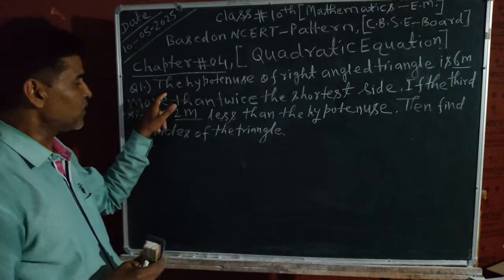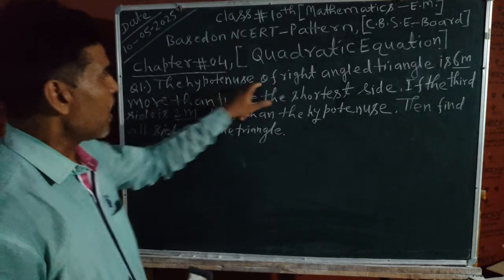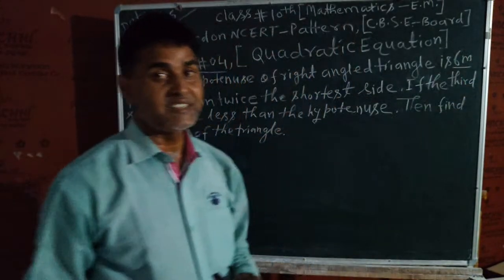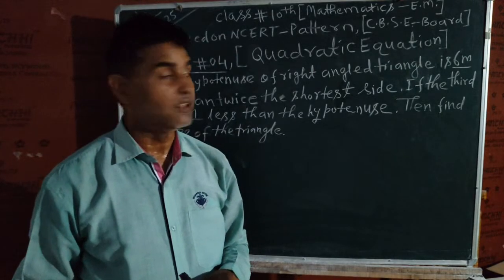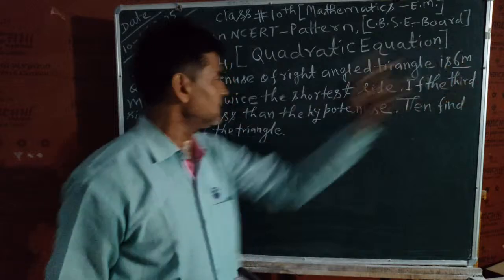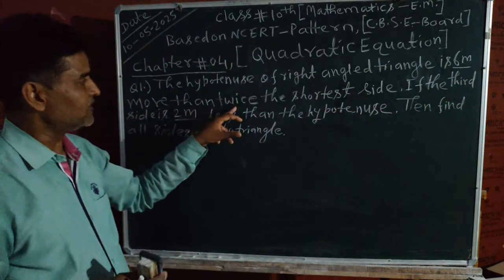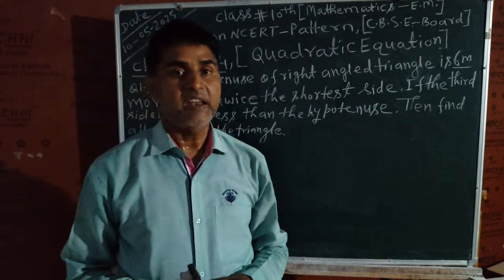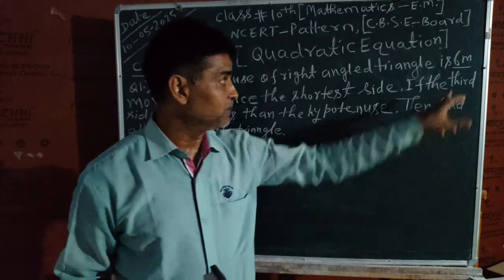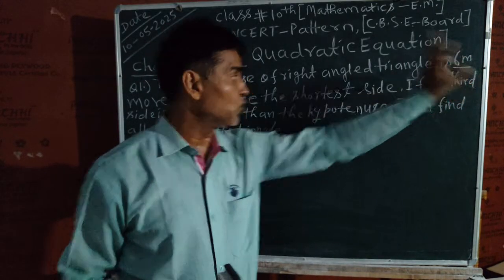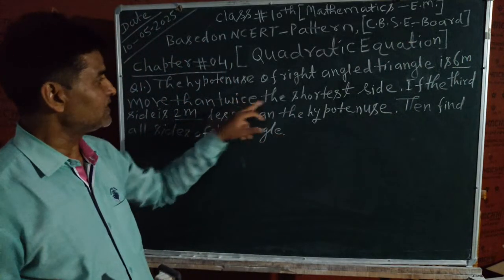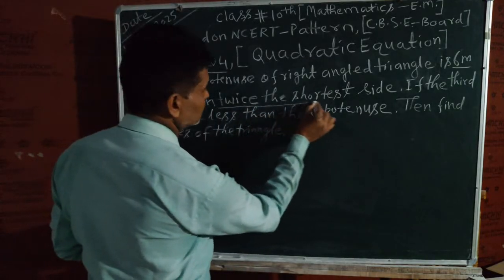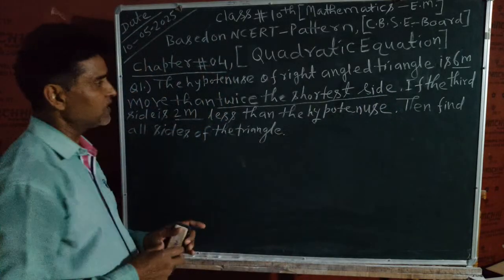So here that information is given. The hypotenuse of a right angled triangle is 6 more than twice the shortest side. One triangle is given here, and that triangle is a right angled triangle, and its hypotenuse is 6 meter more than twice the shortest side. A triangle has 3 sides. Here I have to write twice the length of the shortest side.